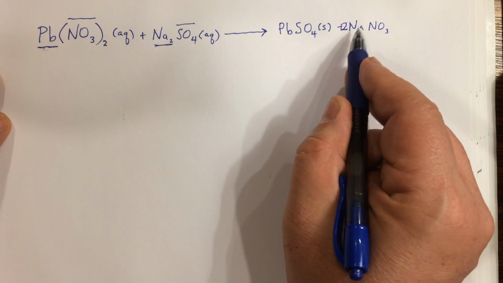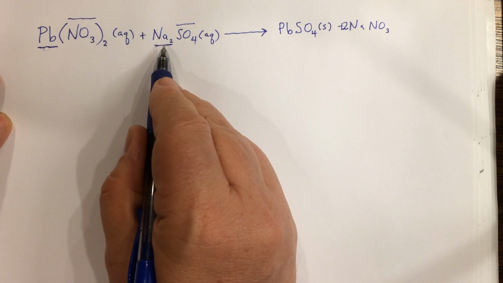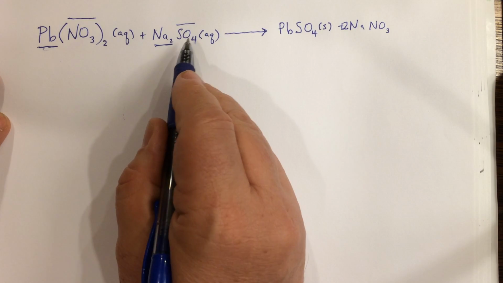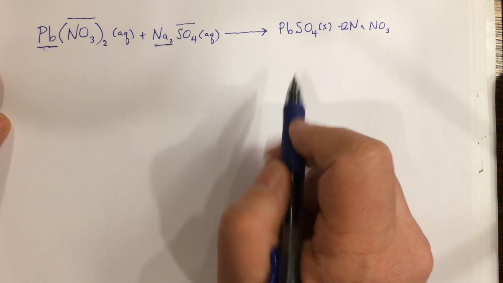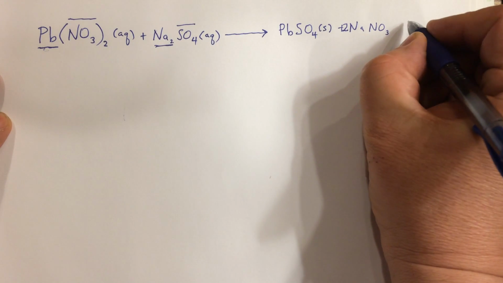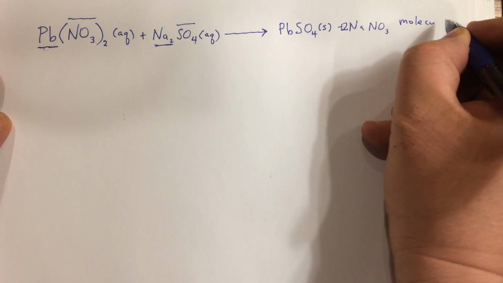And now let's see, because that might mess up my sodium. I have two sodiums. So I'm checking over here, I also have two sodiums. That's fine. I have one sulfate on this side, one sulfate on this side. So this is a balanced equation now. This is called the molecular formula, or molecular equation.